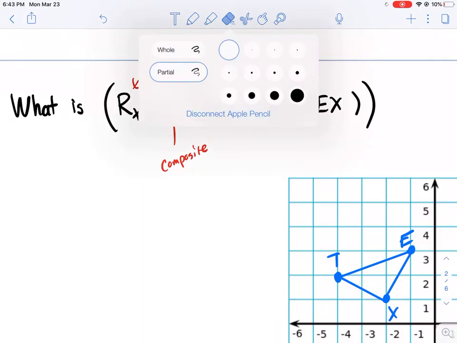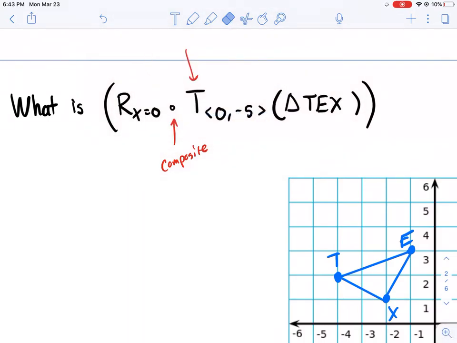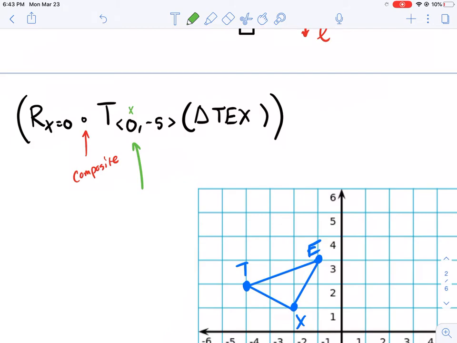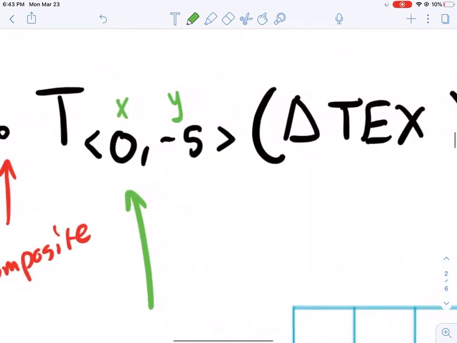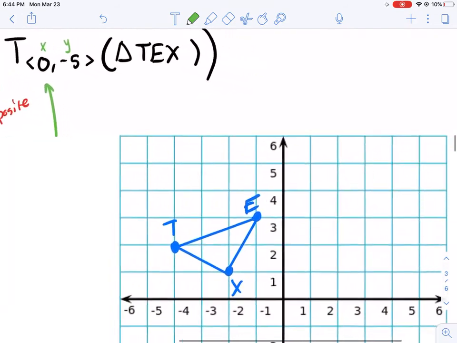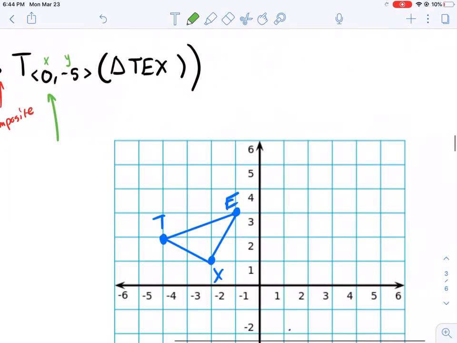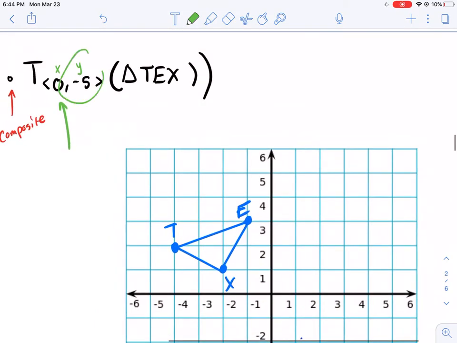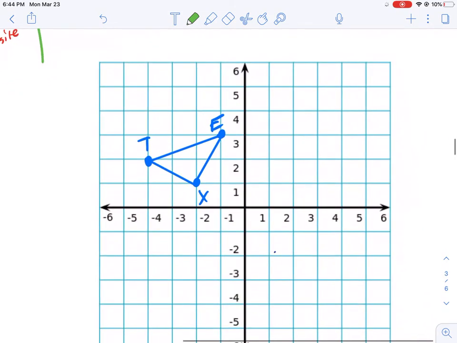Okay, so which one do we do first? Well, we're always going to do the one that's closest to the image notation first. So we're going to start with T. We're going to translate first. Hopefully you guys will remember how we translate this. The first thing in the little bracket is the X, how much we're going to be moving it left and right. And the second number is the Y, how much we're going to be moving it up and down. So if we're looking here first to translate TEX, we're going to go left and right 0 units. Okay, done. That part was easy. And now we need to move all the vertices down 5. That's what the -5 means.